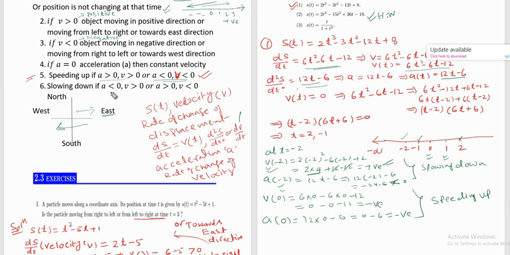So if negative and positive, that means opposite sign, that means it is slowing down, because velocity is positive and acceleration is negative. That means at this point it is slowing down. Now I am going to check what happened at this point. So velocity v0 is negative, a0 is negative. That means same sign as velocity. That means at that point it is speeding up.